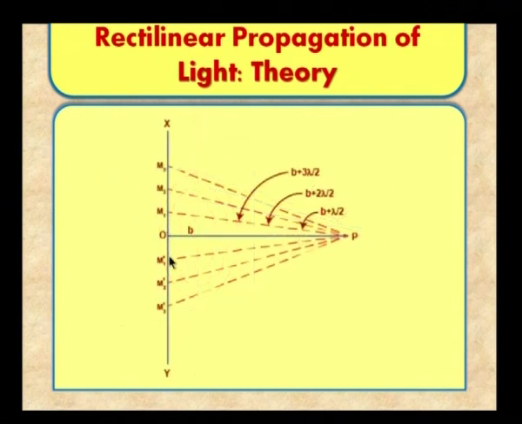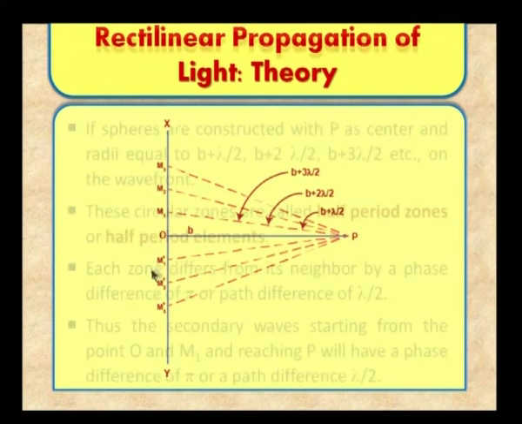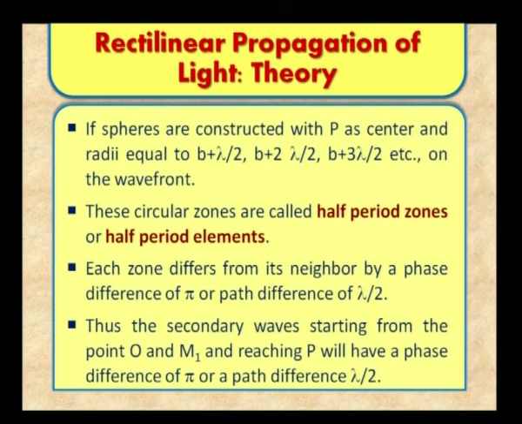So this is the first half period zone, this is the second half period zone, and from here the third half period zone. If spheres are constructed with P as center and radii equal to P plus lambda by 2, then P plus 2 lambda by 2 or lambda, and then P plus 3 lambda by 2, etcetera, on the wave front these circular zones are called half period zones. Each zone differs from its neighbor by a phase difference of pi or a path difference of lambda by 2. Thus the secondary waves starting from the points O and M1 reaching P will have a phase difference of pi or a path difference of lambda by 2.